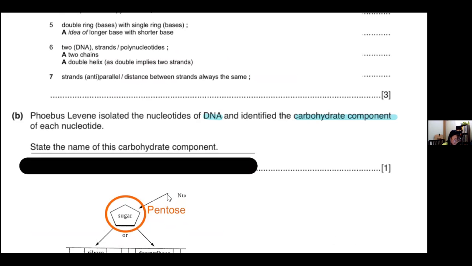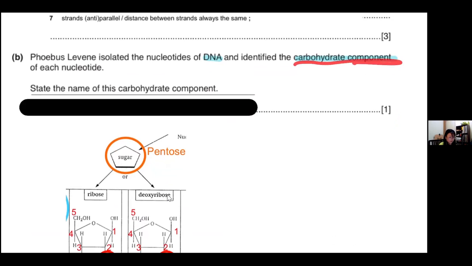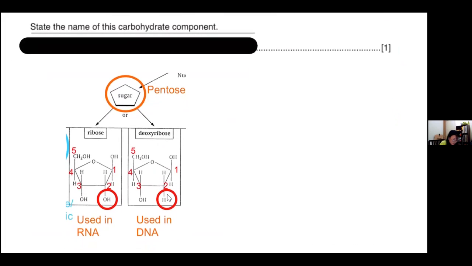Phoebus Levene isolated the nucleotide of DNA and identified the carbohydrate component of each nucleotide. State the name of this carbohydrate component. So the carbohydrate component is actually the sugar used in DNA, the keyword of the question. So just now I mentioned that for sugar, there are two types. One is ribose, the second one is deoxyribose. So ribose will be used in RNA and deoxyribose will be used in DNA.